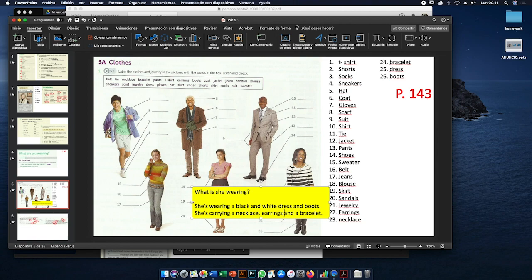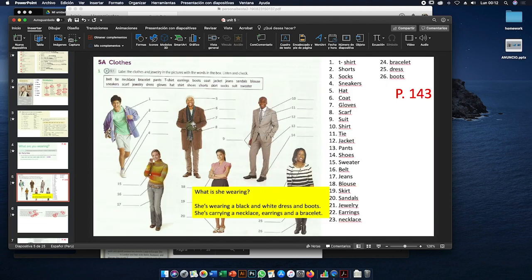All right, so you notice that when you talk about clothes, you say wearing. And when you talk about accessories, you can say carrying. She's carrying, he's carrying, all right? So here, remember, we can also say, for example, with the man here, the man in the brown coat, what is he wearing? In this case, you change the subject, right? So what is he wearing? He's wearing a brown coat, pants, I think they are beige pants, a scarf, shoes, and gloves.